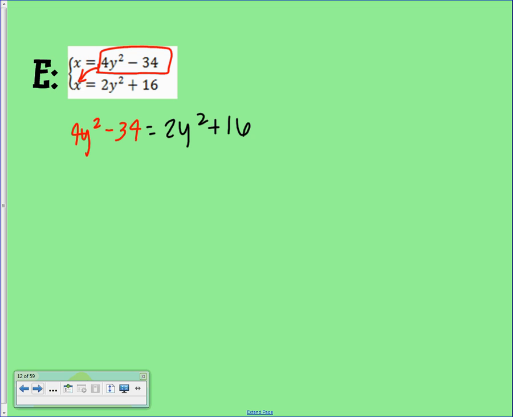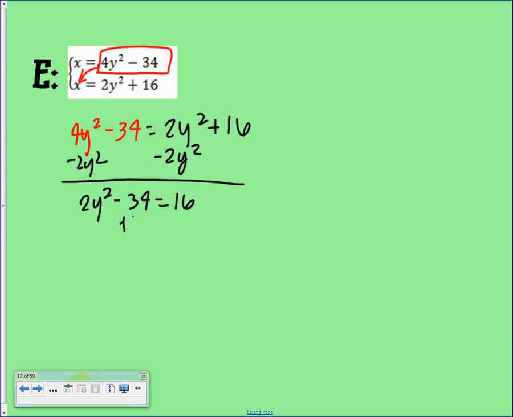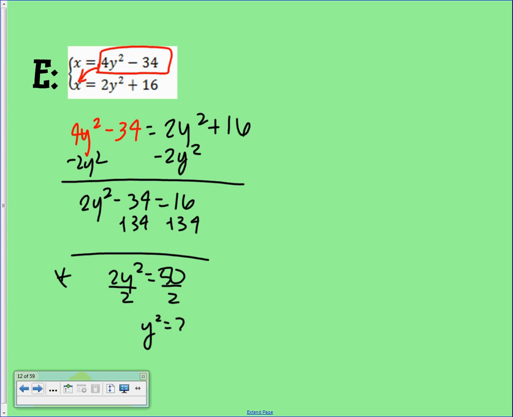Again, I want to get my variables together, so I'm going to subtract 2y squared from each side. So I've got 2y squared minus 34 equals 16. Then I'm going to add 34 to each side. So now I've got 2y squared to equal 50. And here's the really important part of this example. You are going to divide first. So I get y squared to equal 25.